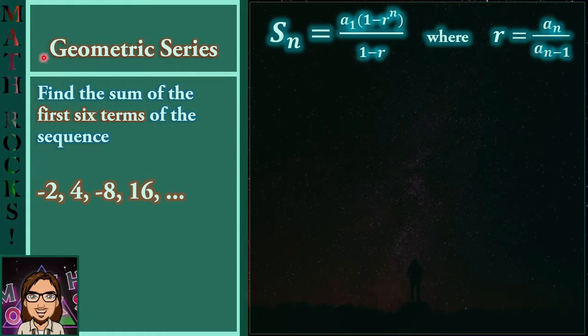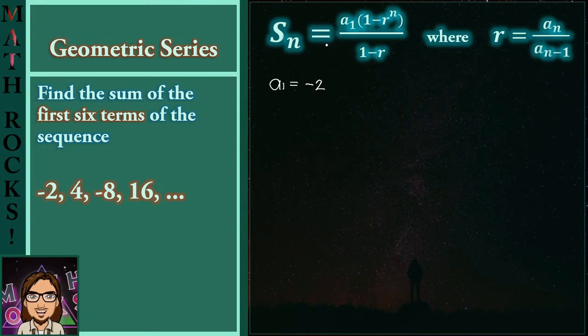And let us proceed with a problem. So here we need to find the sum of the first 6 terms of the sequence. And the sequence has the first few terms of -2, +4, -8, and +16. So first, we would like to write all the important information that we can gather out of this problem, starting with our first term of -2.